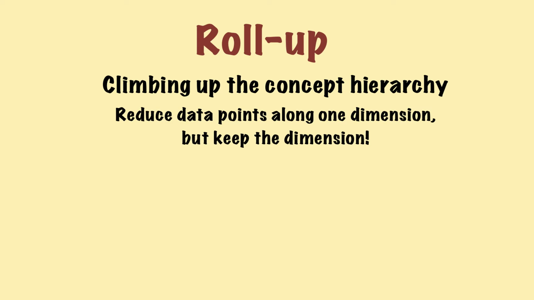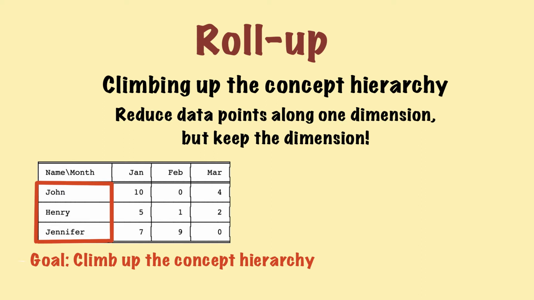The second one is climbing up the concept hierarchy, where the number of dimensions remains the same. Only the number of data points along one dimension reduces. Again, we have this name and month data, and we want to climb up the hierarchy in the name attribute.